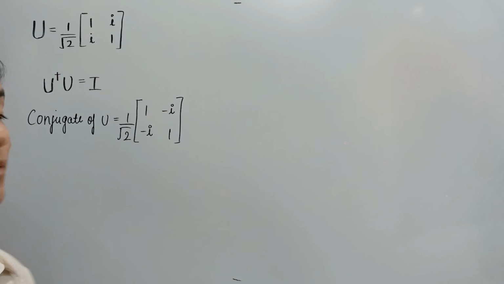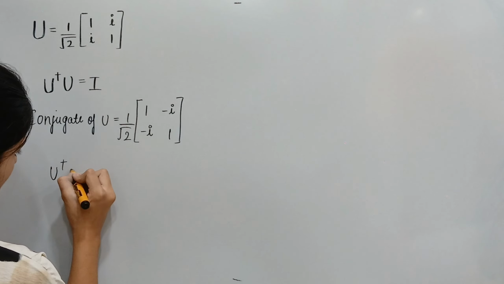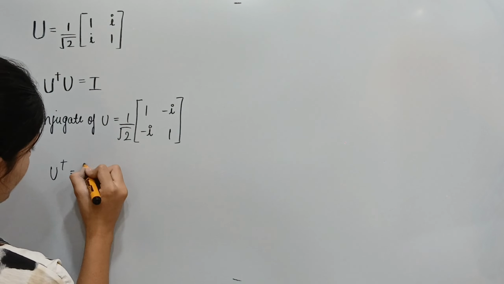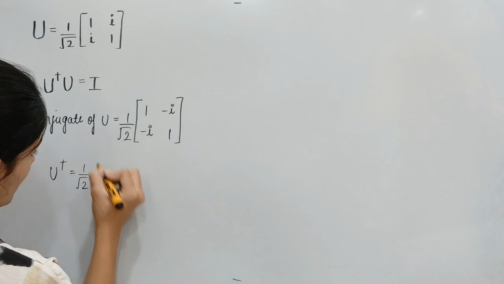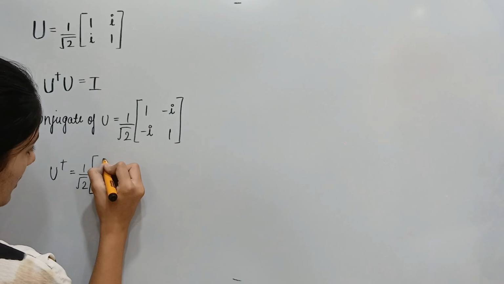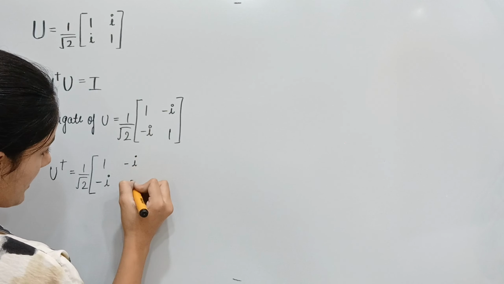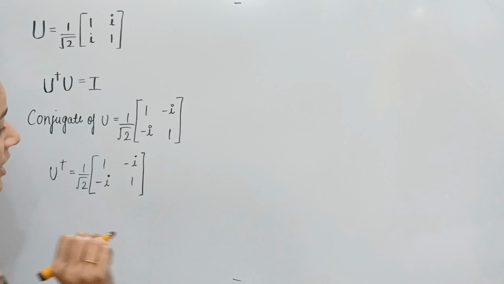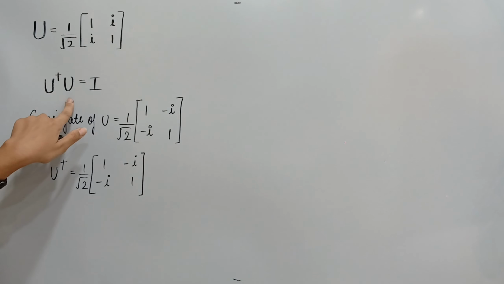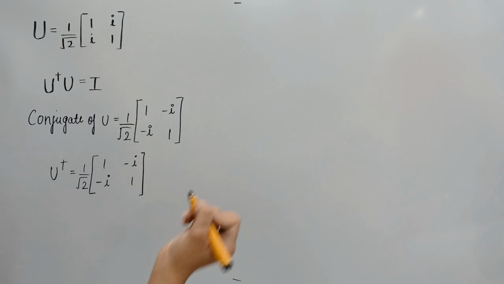Now we have to find out the transpose of the conjugate matrix U, which is also known as U dagger. Therefore U dagger equal to 1 by root 2. So the row will get converted into column. 1 minus I and 1. Now we have the condition U dagger into U equal to I. So we have to multiply U into U dagger.